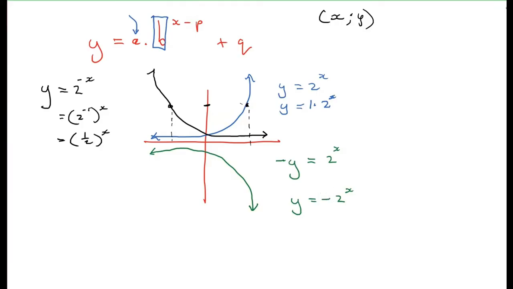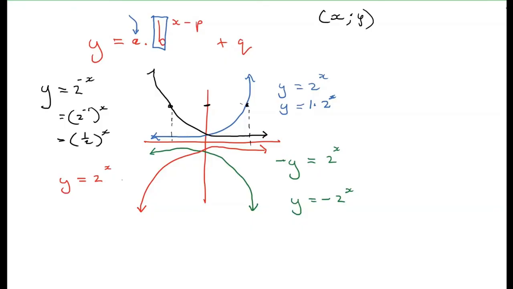Okay, and for a bonus question, I've never seen them ask this in a paper before, but let's say for argument's sake, you were asked to reflect it about both axes. What will the answer be now? So now I'm going to do this. And now I had y equals 2 to the x. What happened? How did the blue one become the red one?